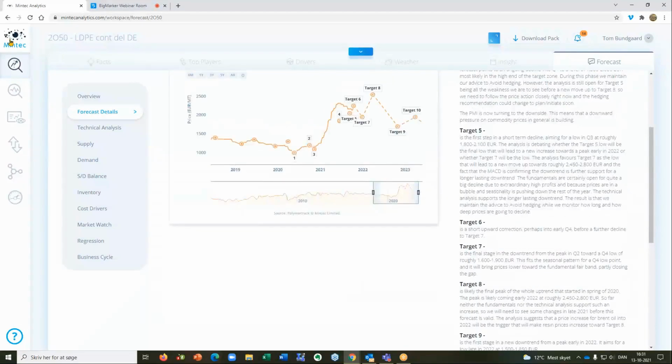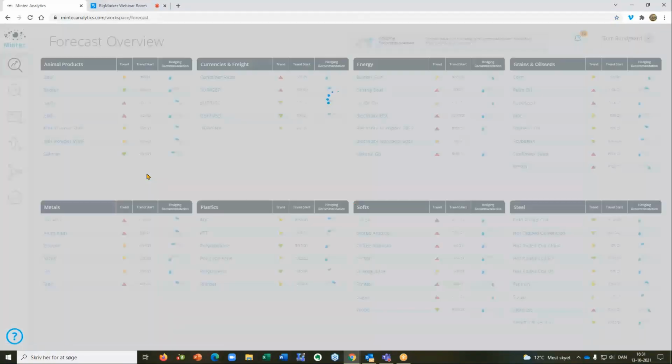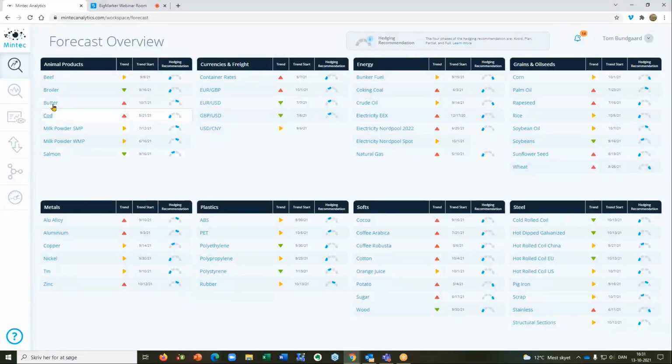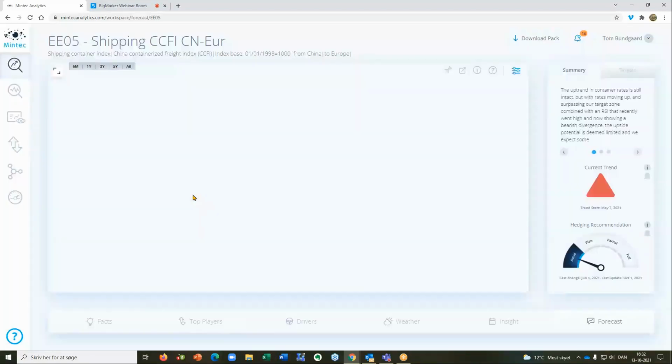So that is basically how we are looking at things. And it means that with all of these commodities here, we're doing exactly the same thing. The modeling is the same, also for currencies and everything. One final thing, maybe have a quick look at container rates.